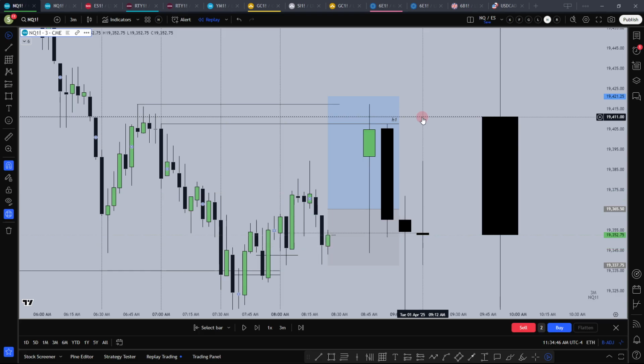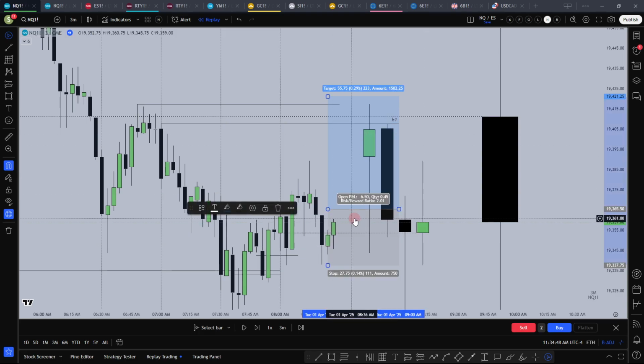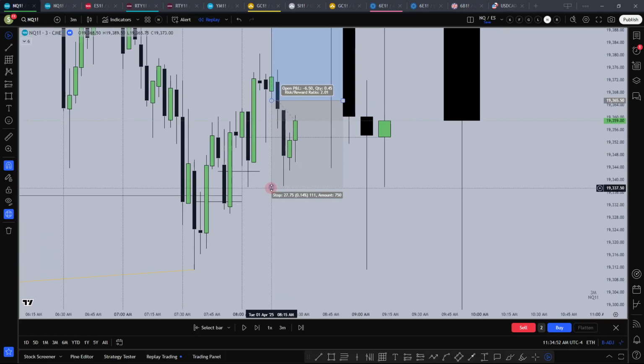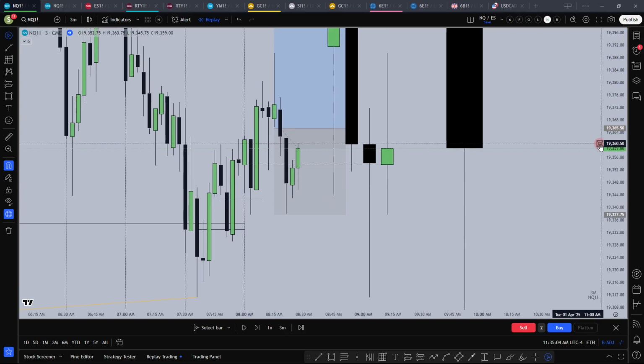Now it gives a bit of drawdown to me, but my SL stayed protected, so I was still in the position. This low was my SL and it wasn't hit. If the SL is hit, this tool shows a dark color, but it stayed protected, so I was still in the position.